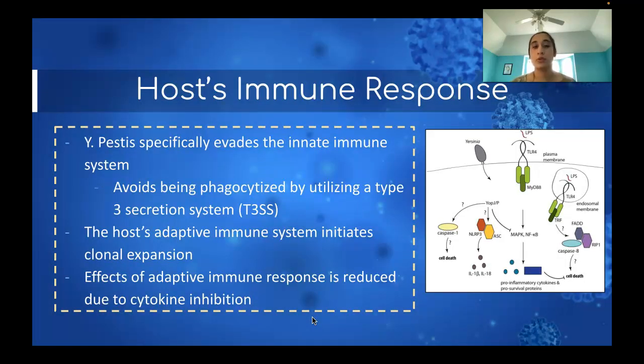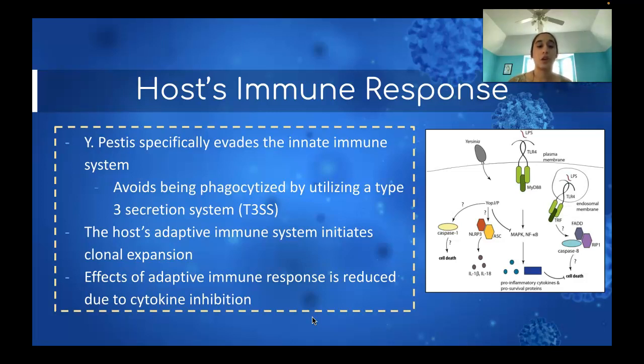A little bit more about the immune response. So they're really good at evading the immune system, and they do this by using a type 3 secretion system to deliver the YOPs to phagocytic cells. And then those phagocytic cells are inactivated, they can't function properly.